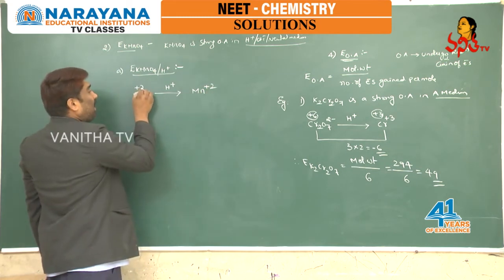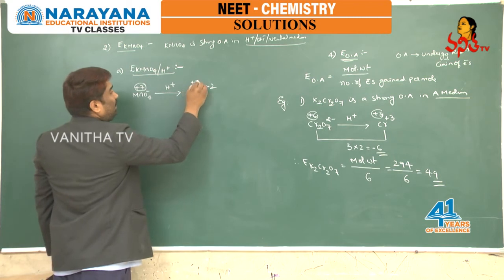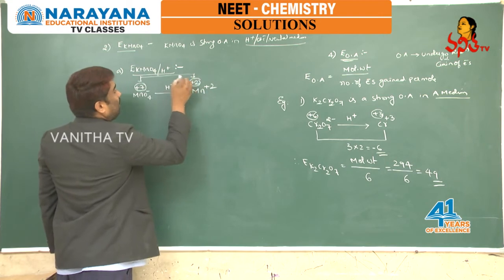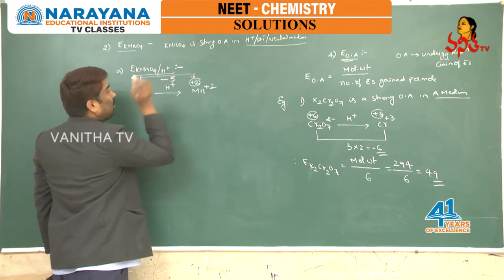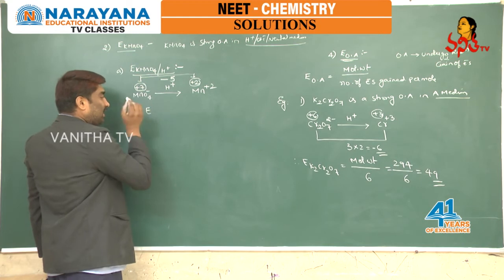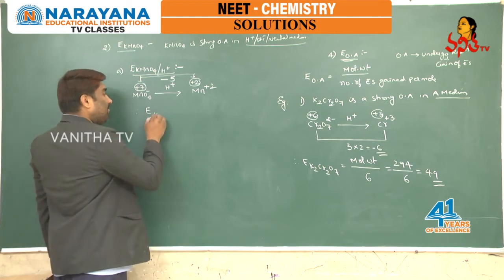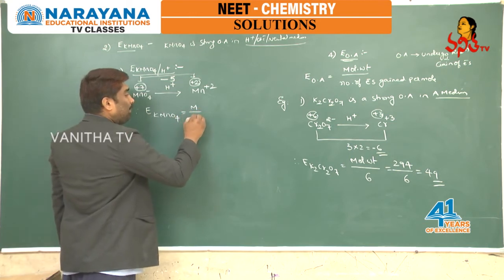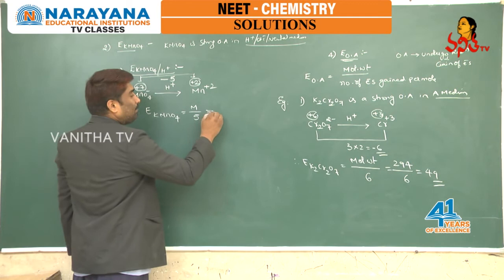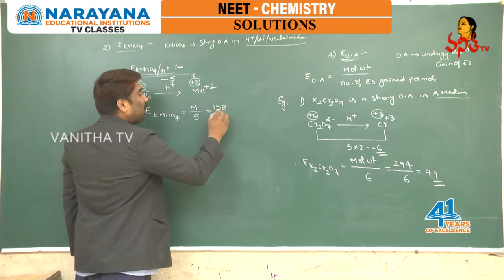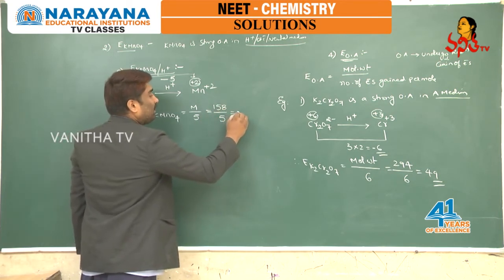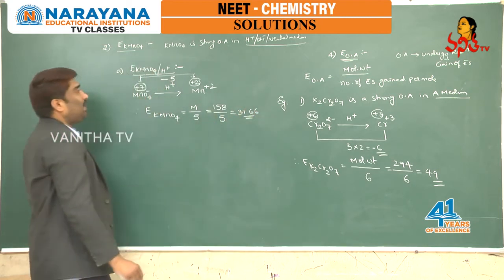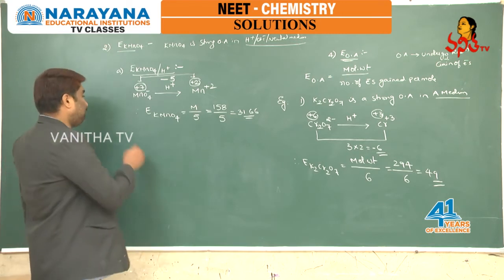Here the oxidation state of manganese is plus 7. Here the oxidation state of manganese is plus 2. So what is the difference in oxidation state? The difference in oxidation state is minus 5. Therefore, how many electrons are gained? 5 electrons. Equivalent weight of KMnO4 is equal to molecular weight by 5. That means molecular weight is 158, 158 by 5, that is 31.66. This is the equivalent weight of KMnO4 in acidic medium.